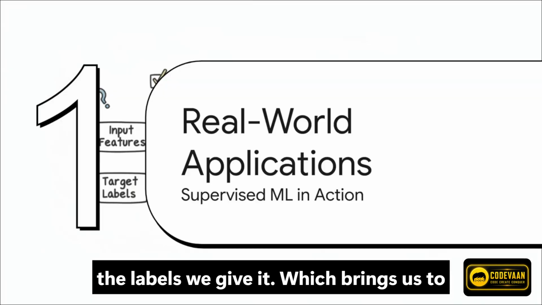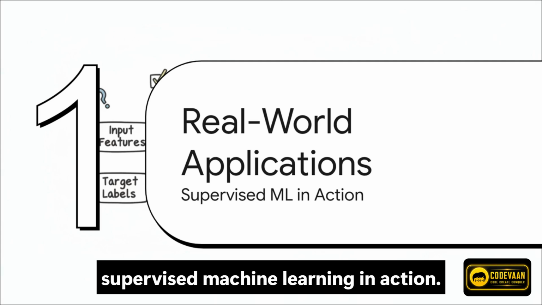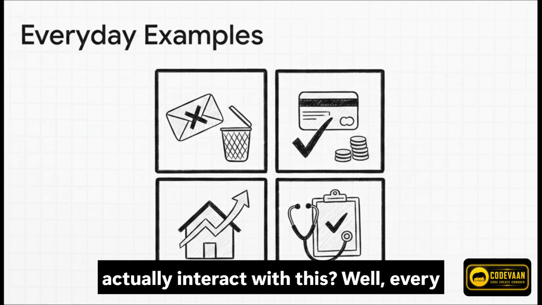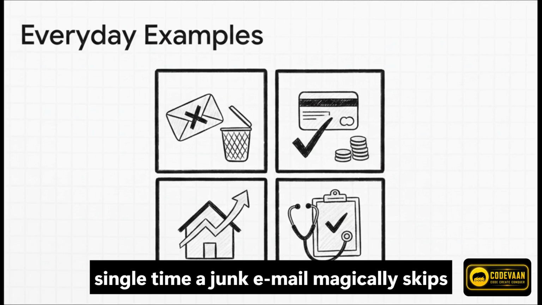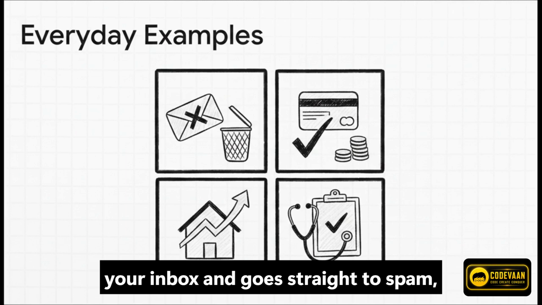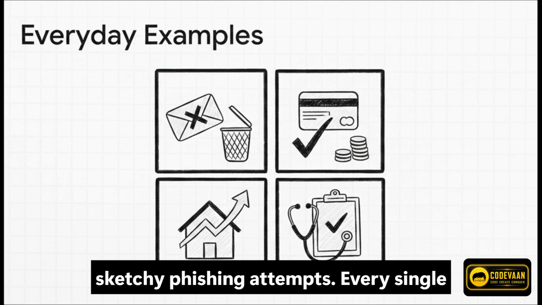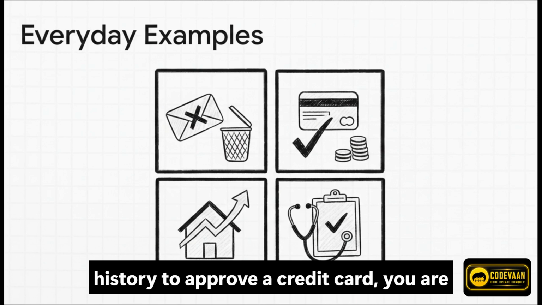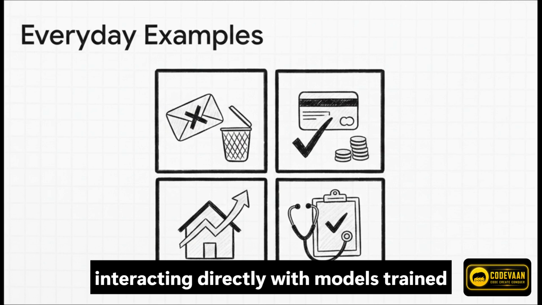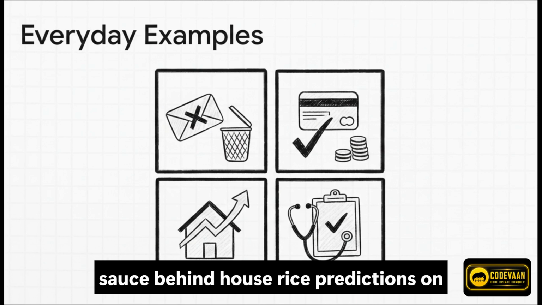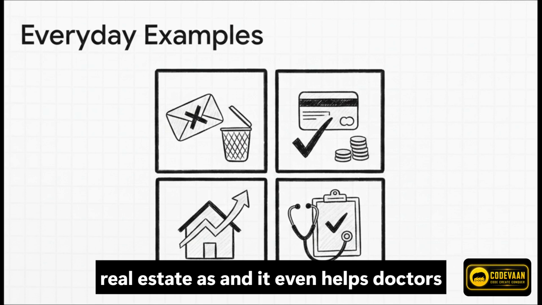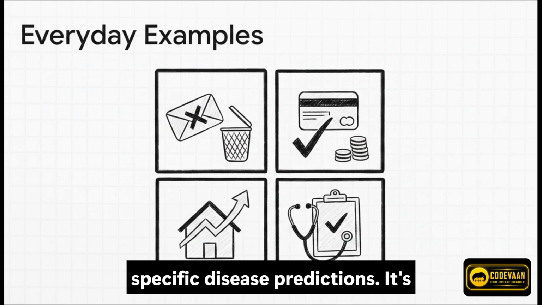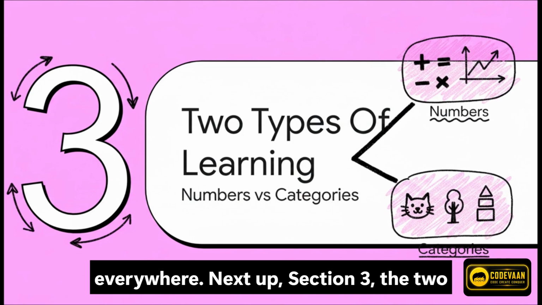Which brings us to Section 2, real-world applications, or supervised machine learning in action. You might be wondering, okay, where do I actually interact with this? Well, every single time a junk email magically skips your inbox and goes straight to spam, literally saving us from billions of sketchy phishing attempts every single day, or when a bank uses your income history to approve a credit card, you are interacting directly with models trained on labeled data. It's also the secret sauce behind house price predictions on real estate apps. And it even helps doctors with medical diagnoses by matching thousands of past patient symptoms to specific disease predictions. It's everywhere.